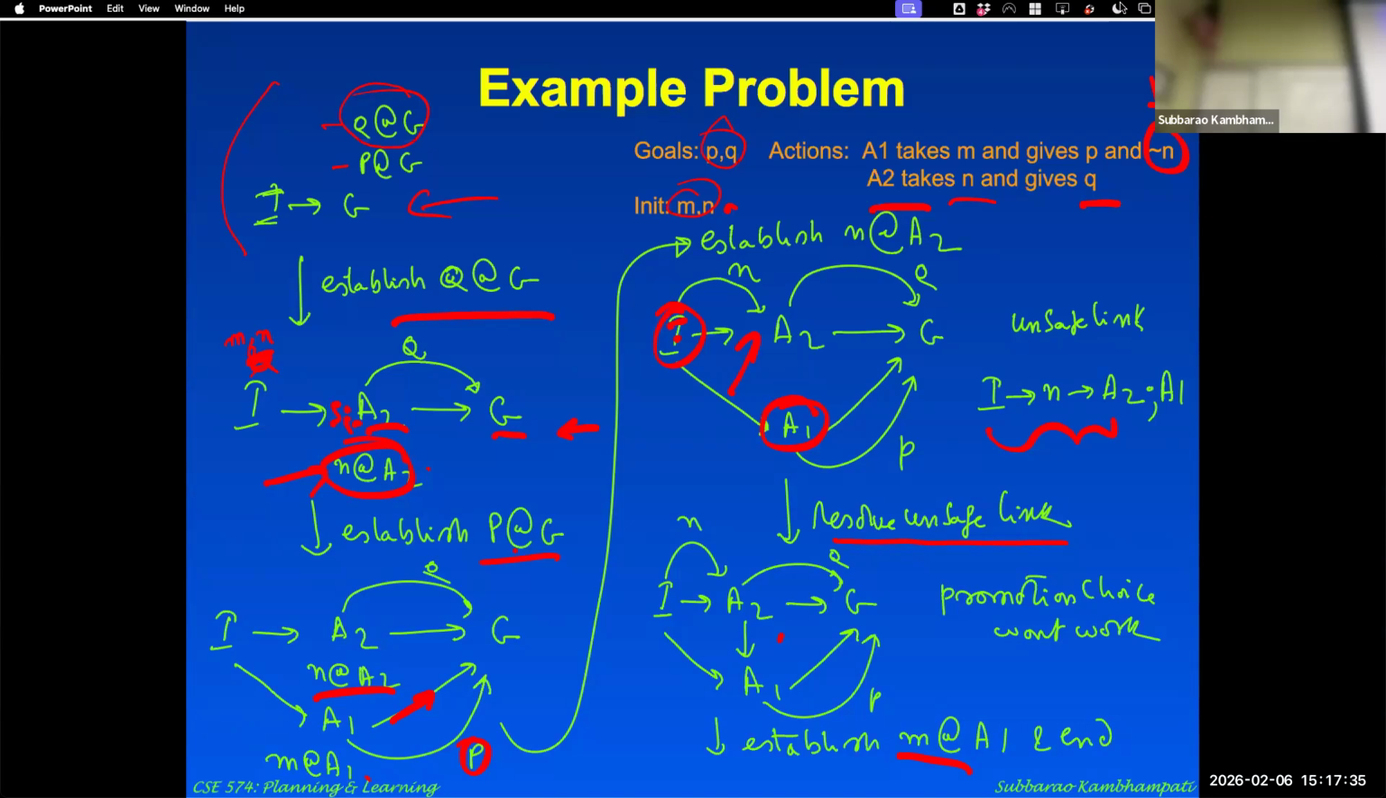So the plan that you start with will be this plan. It has two flaws, Q at S infinity and P at S infinity. I'm going to do it the same way there. So I'll pick Q at S infinity. I said it G, but I'm calling it S infinity. So I pick this one.